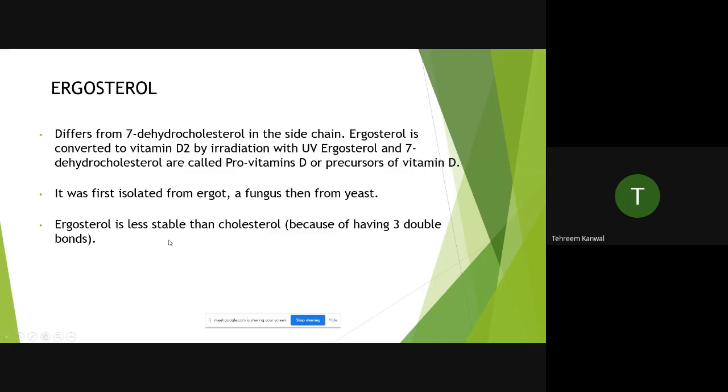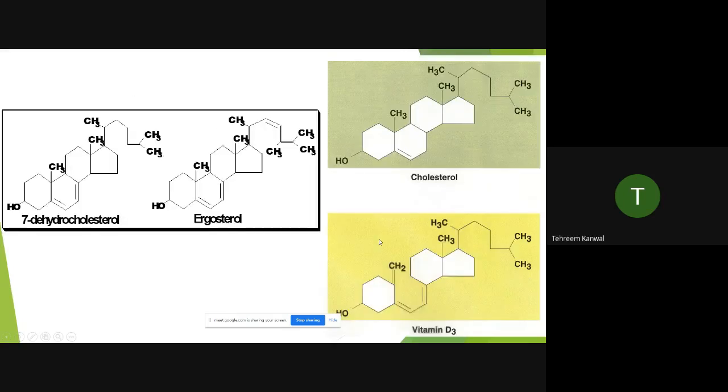Ergosterol is less stable than cholesterol because of having three double bonds, and you know that the more double bonds present in a structure, the more capable it is of reacting with other substances. This is the structure of 7-dehydrocholesterol, and this is the structure of ergosterol. This is the structure of cholesterol, and after different conversions by different enzymes in our body, it is converted into vitamin D3.